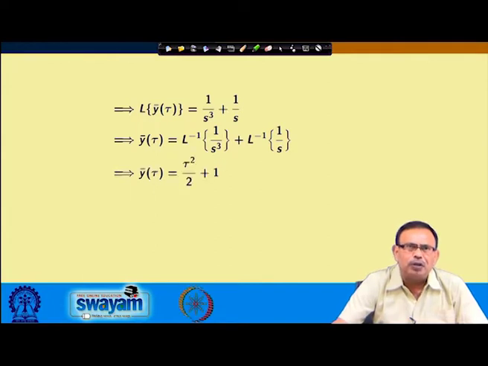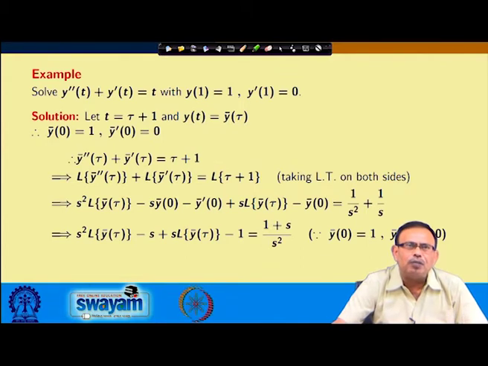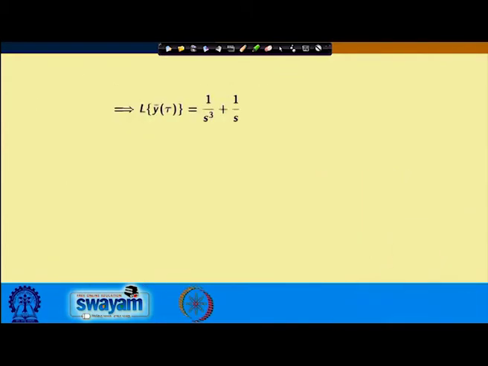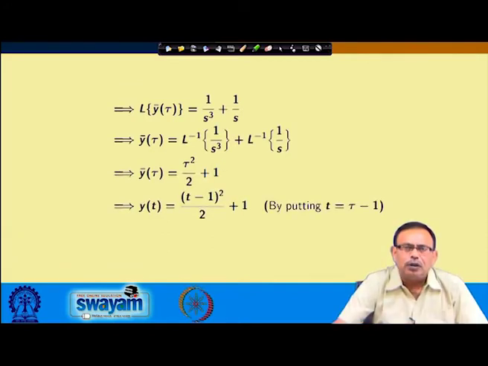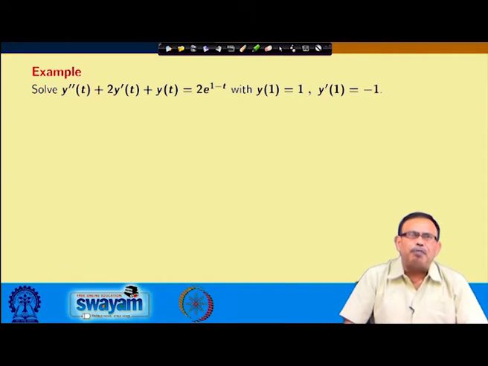So, y bar tau is tau square by 2 plus 1, and so y t will be obtained by substituting tau by t minus 1, because I assumed that t equals tau plus 1. So, here it will be t equals tau plus 1, so that your tau will be replaced by t minus 1, giving (t minus 1) whole square by 2 plus 1, and you will obtain the result as this one. Let us see another similar type of problem.